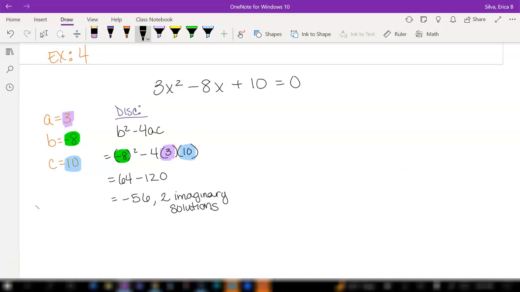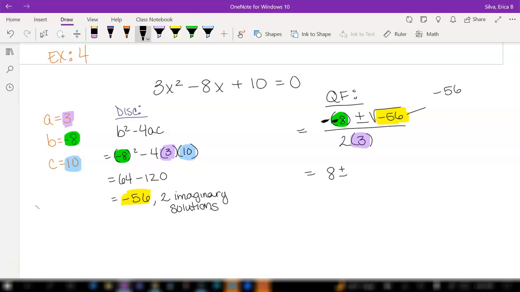So let's go ahead and solve for them. Let's bring in our quadratic formula. And it's negative b plus or minus the square root. That's where we bring in our discriminant, which is negative 56, divided by 2 times our a. Well, my b goes here, and my a goes here. This is negative 8, and this is positive 3. Minus a negative 8, that gives us a positive 8, plus or minus the square root of negative 56.